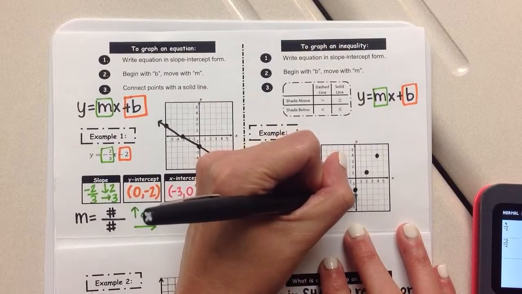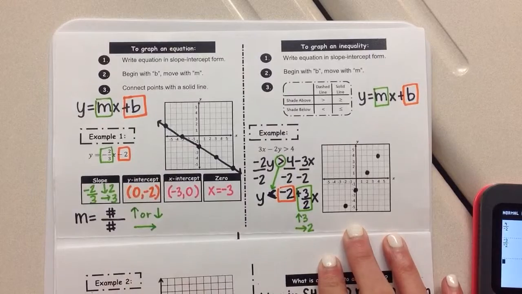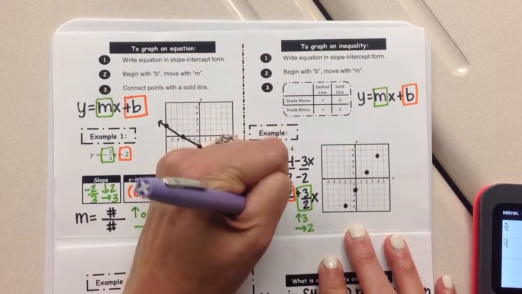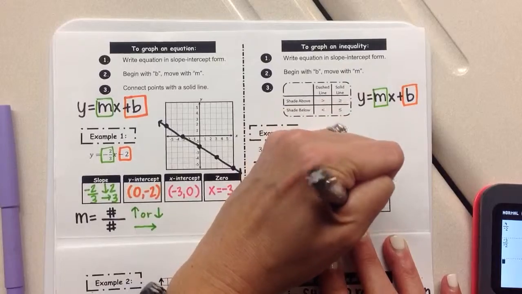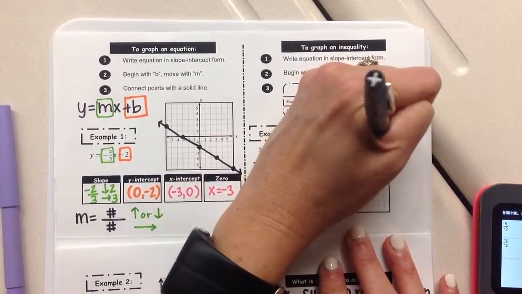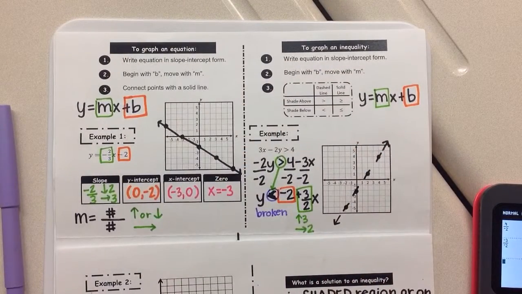I'm going to do the exact opposite, so now I'm going to go down 3, left 2, and I'm going to look at my sign. Because my sign is less than, that tells me broken line, so I can't connect them. So what I'm going to do is just use my ordered pairs, and that's where I'm going to make my line. And I'm going to do this to show that it would keep going on forever, but I'm not going to connect the ordered pairs.